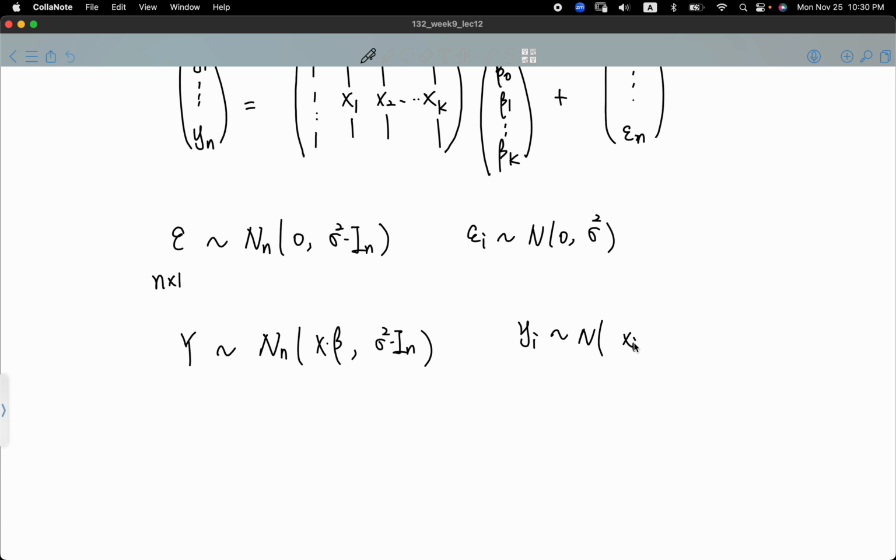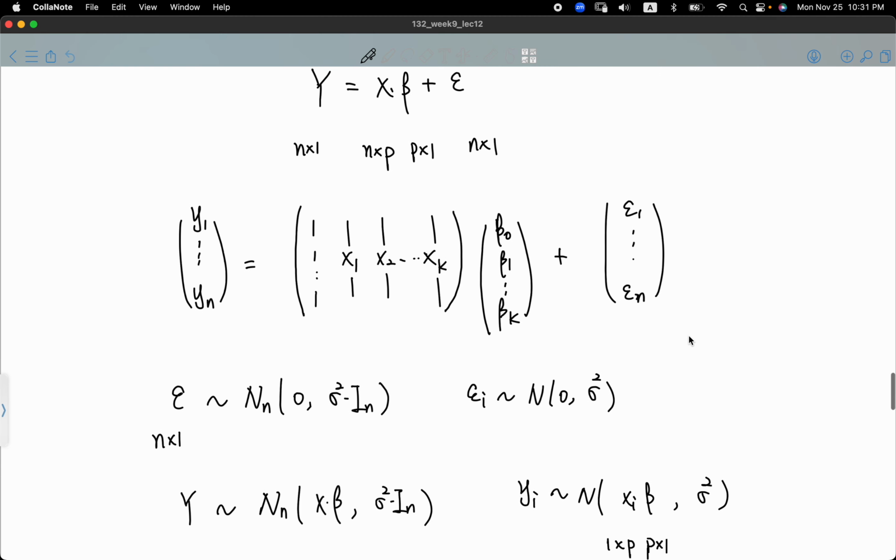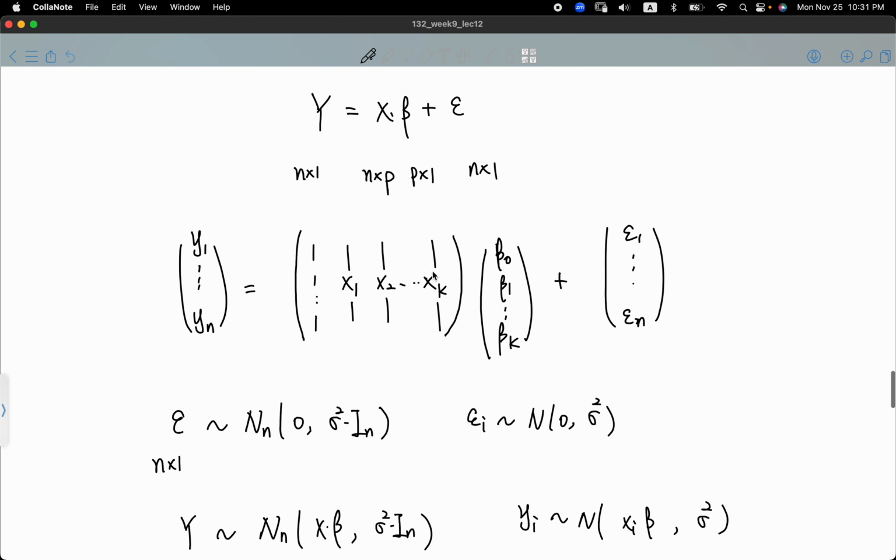So here I'm going to treat xi as a 1 by p and then p by 1. Okay. So here I'm going to treat xi as a row vector, and then you will have the sigma squared. So something like that. Okay. So we have a linear model. We let the error term be a normal distribution. So after that, we know that the y is also following a normal distribution, and then with this as the mean value and this as the covariance matrix.